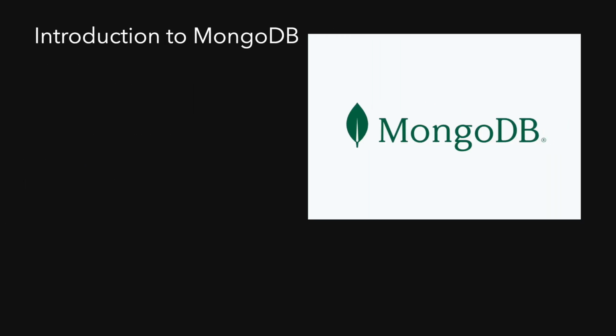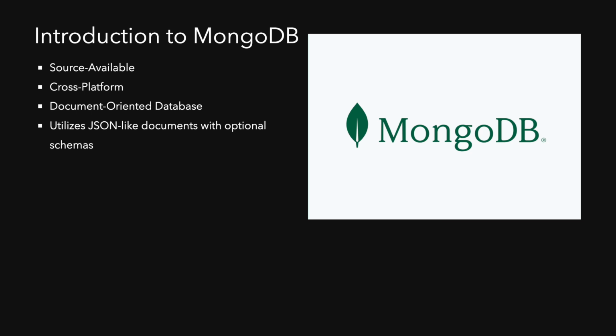Okay, introduction to MongoDB. MongoDB is a source-available, cross-platform, document-oriented database that utilizes JSON-like documents with optional schemas. It's classified as a NoSQL database.